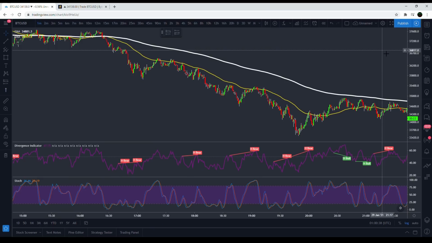Welcome to Trade Pro. I'm on the 1 minute chart of Bitcoin, about to show you a 1 minute scalping strategy and then test it 100 times in a row so you can see how it performs over a series of trades. This strategy consists of hidden divergence on the RSI, the stochastic indicator for entries, a 50 period EMA, and a 200 period EMA.